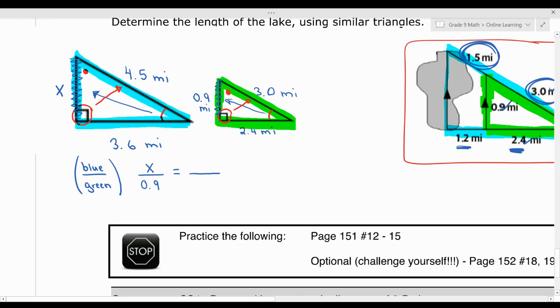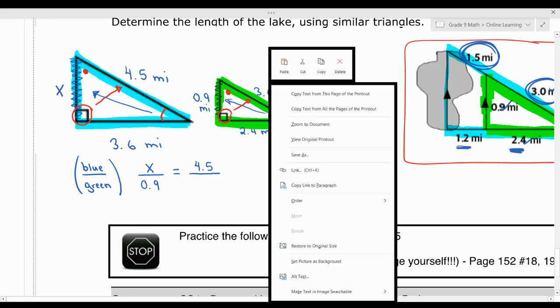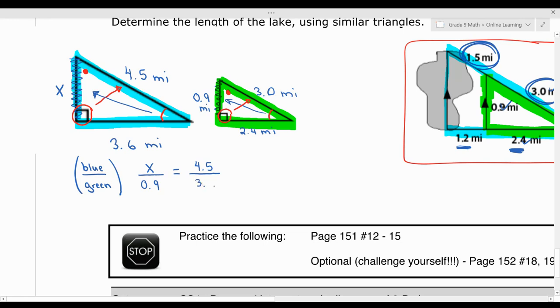I'm going to go back here. Across from the 90, it's 4.5. So 4.5 goes on top. Why does it go on top, not the bottom? Because I have the blue triangle measurements on top. So both of these have to come from the blue triangle, and both of these have to come from the green. So 4.5 was on top. Go to your green triangle. Here's your 90-degree angle. Across from it, the length is 3.0. So I compare it to 3.0.